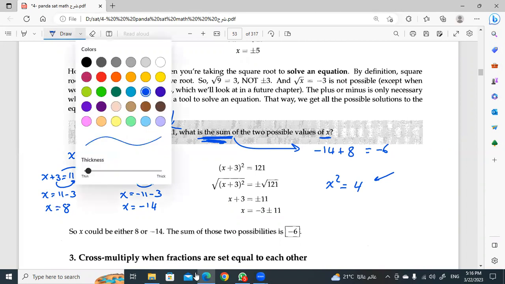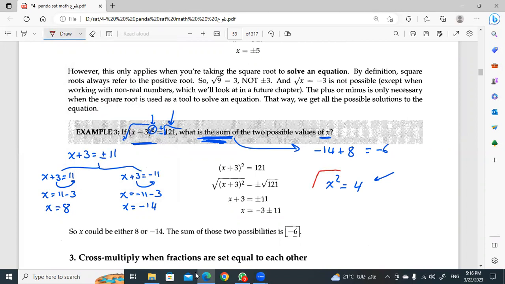Very simply, what did I do? I took the square root here and the square root here. But this is a number, so I put positive or negative here. Okay? So it will be x, since the square cancels the square root. And here the square root of 4 is 2. So it will be positive or negative 2.